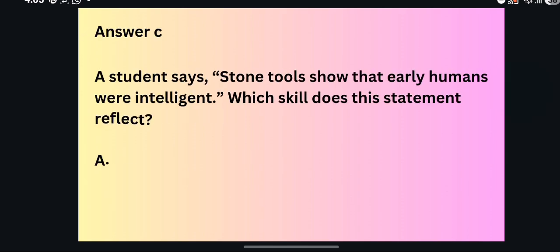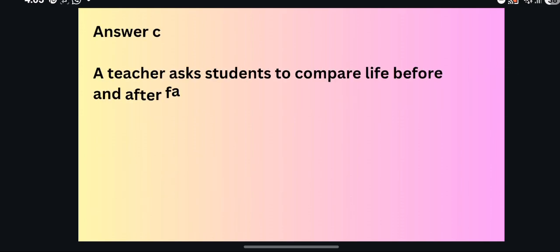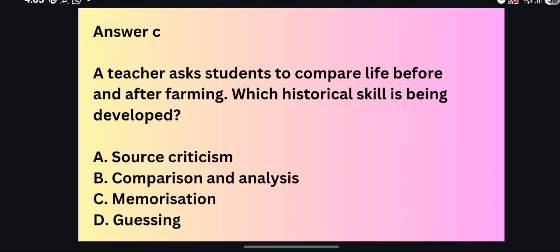Sixth question. A student says stone tools show that early humans were intelligent. Which skill does the statement reflect? Memorization, chronological thinking, historical inference, moral judgment. The correct answer is option C.